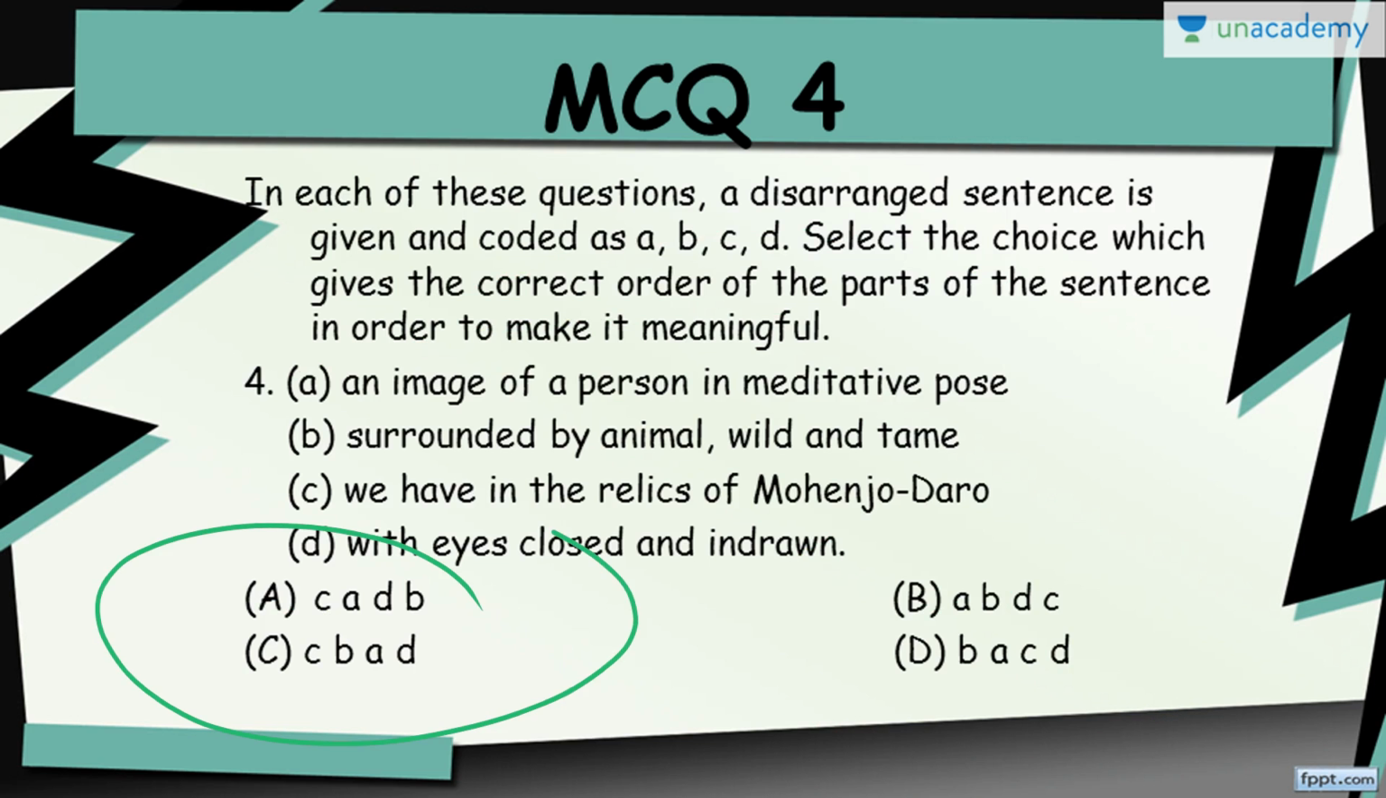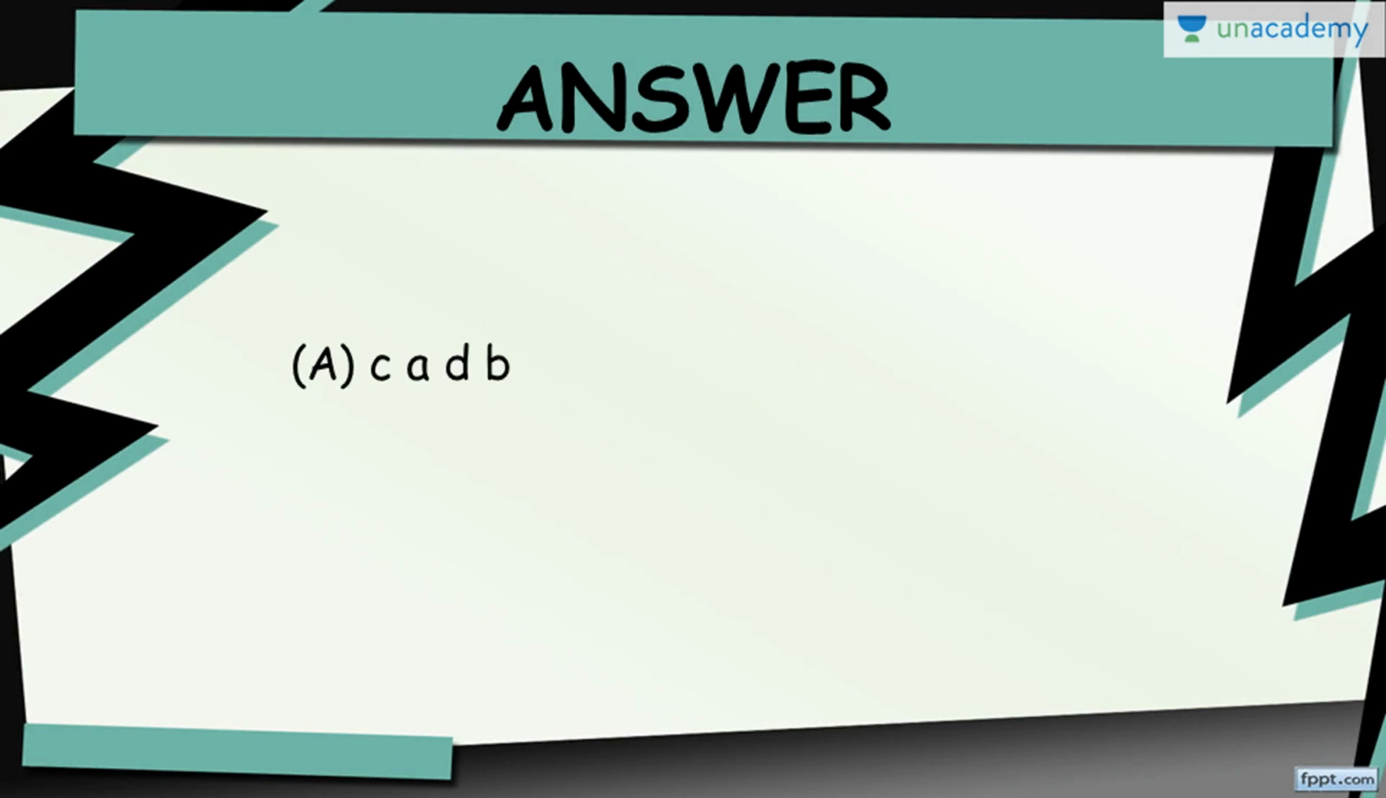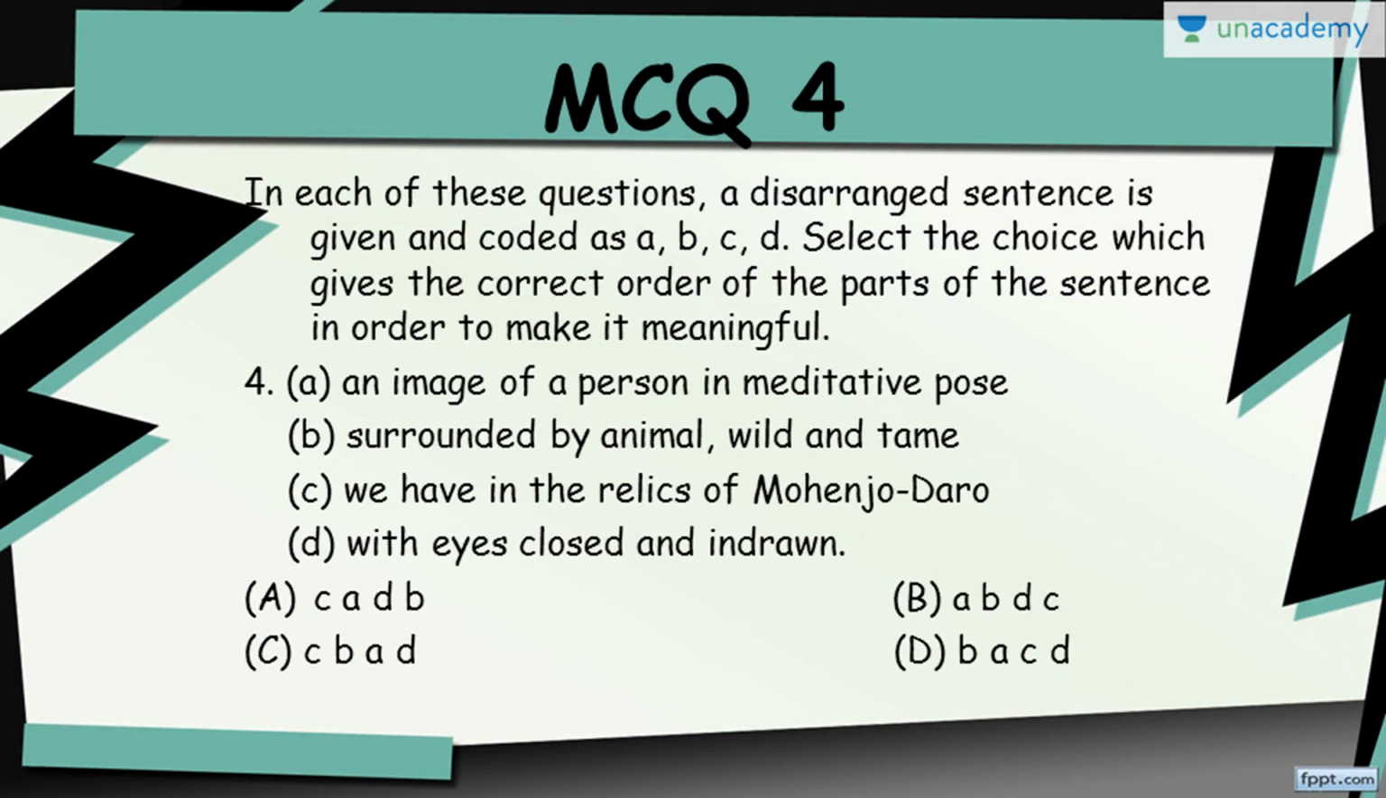And so the correct answer to this question is C, A, D, B. Means the sentence would sound something like this. We have in the relics of Mohenjo-daro an image of a person in meditative pose with eyes closed and indrawn, surrounded by animal, wild and tame. So this is the correct thing.